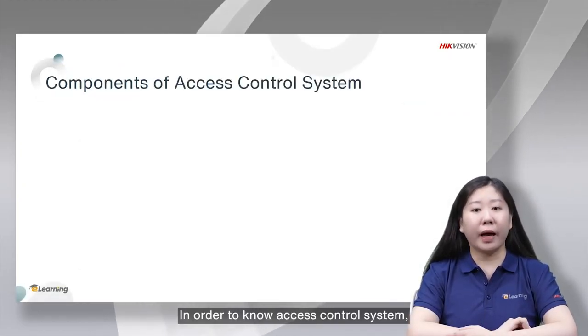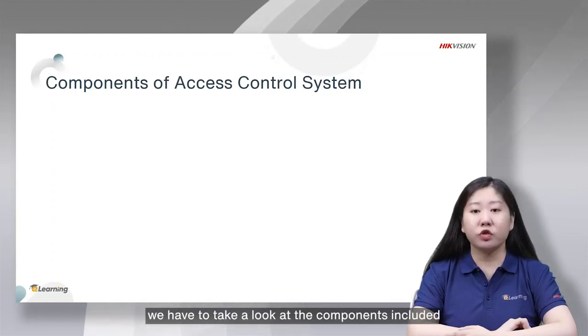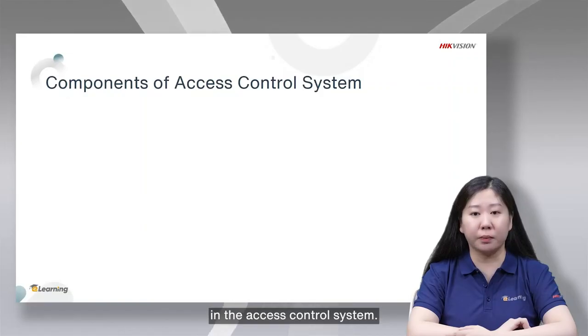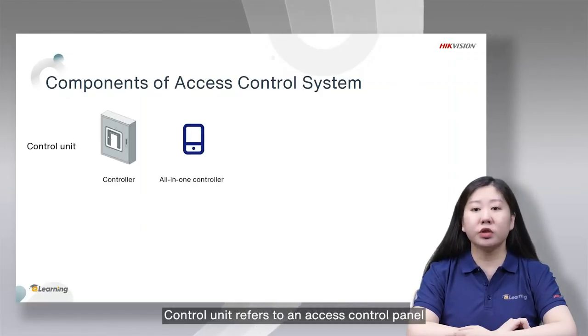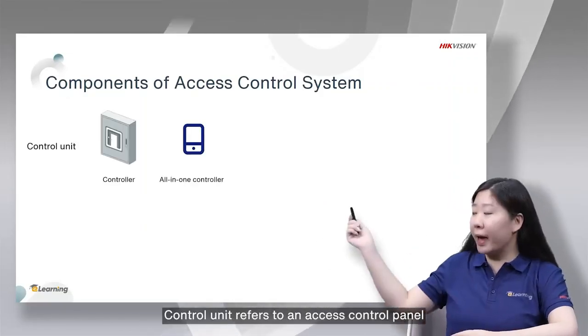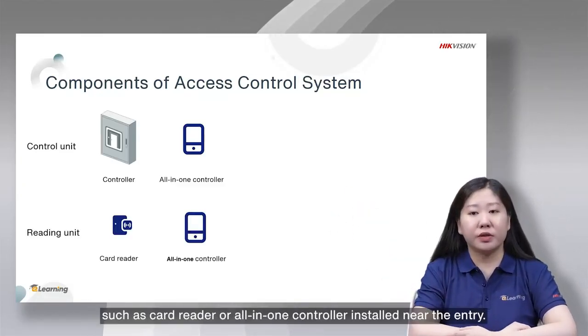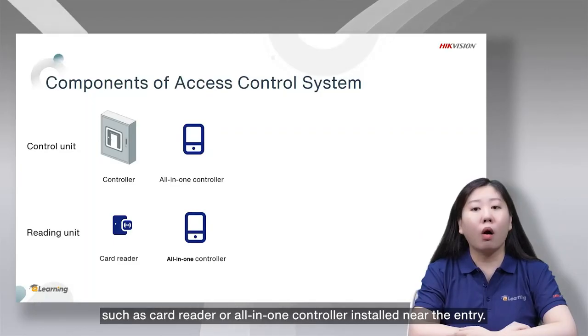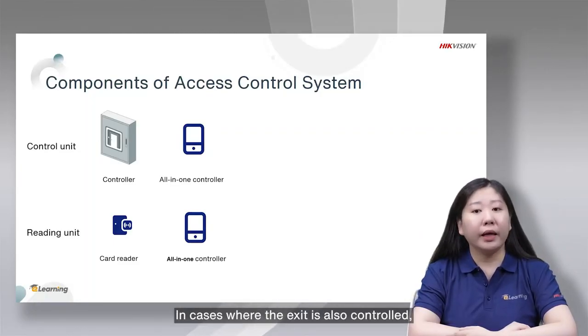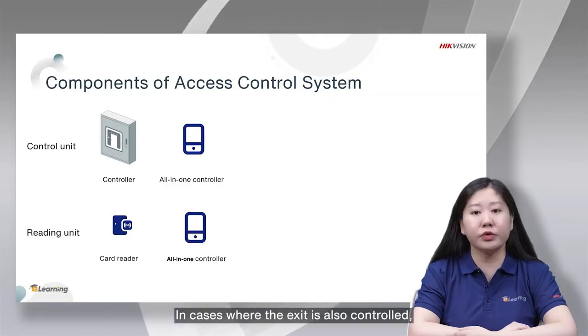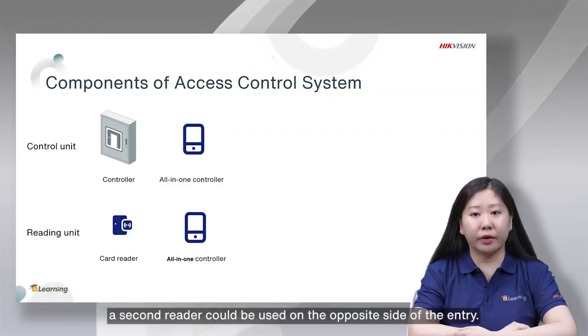In order to know access control system, we have to take a look at the components included in the access control system. Control unit refers to an access control panel, also called controller, a reading unit such as card reader or all-in-one controller, installed near the entry. In cases where the exit is also controlled, a second reader could be used on the opposite side of the entry.